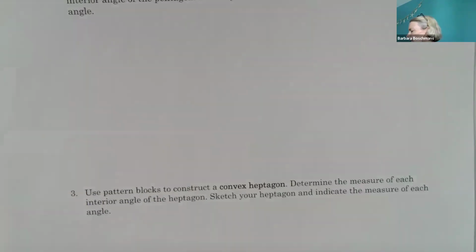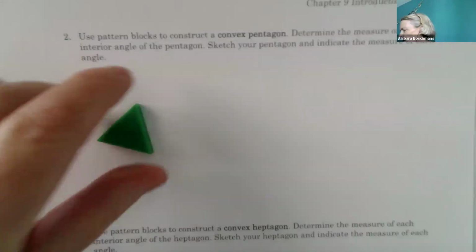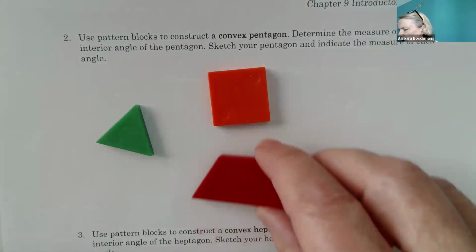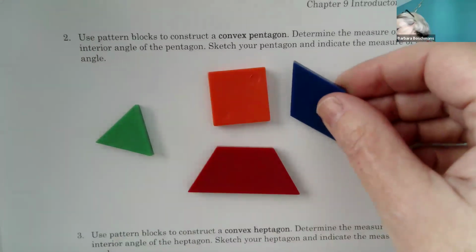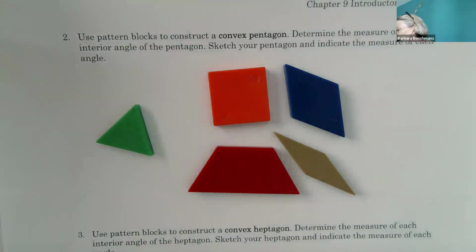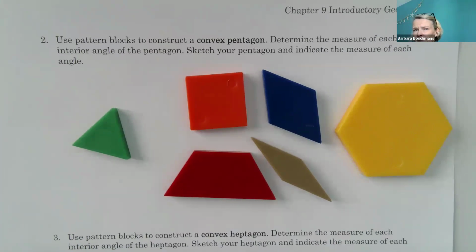We have a bunch of them that are 4-sided, almost all of them. So we have a triangle, which was 3 sides, and then the square, the trapezoid, and then the parallelogram or the rhombus. They all have 4 sides. And then your hexagon, of course, has 6 sides. So what we do not have is a pattern block that has 5 sides or 7 sides.